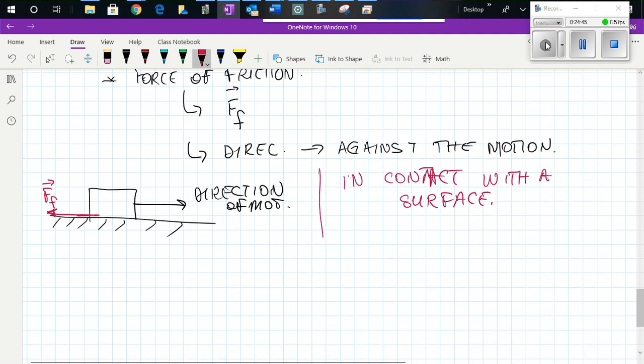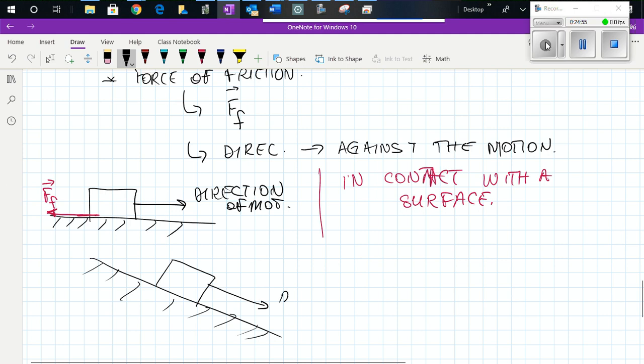But if you have a situation like this, when you have an incline and the object is on the top of the incline and it is moving in this direction, the direction of motion, then the force of friction is the opposite of it. The magnitude of the force of friction.